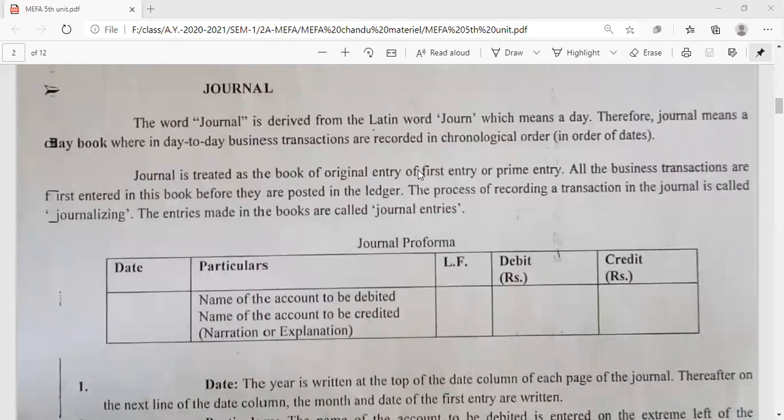This process of recording a transaction in a journal is called journalizing. If any transaction has happened, that will be journalized first. The entries made in the book are called journal entries.